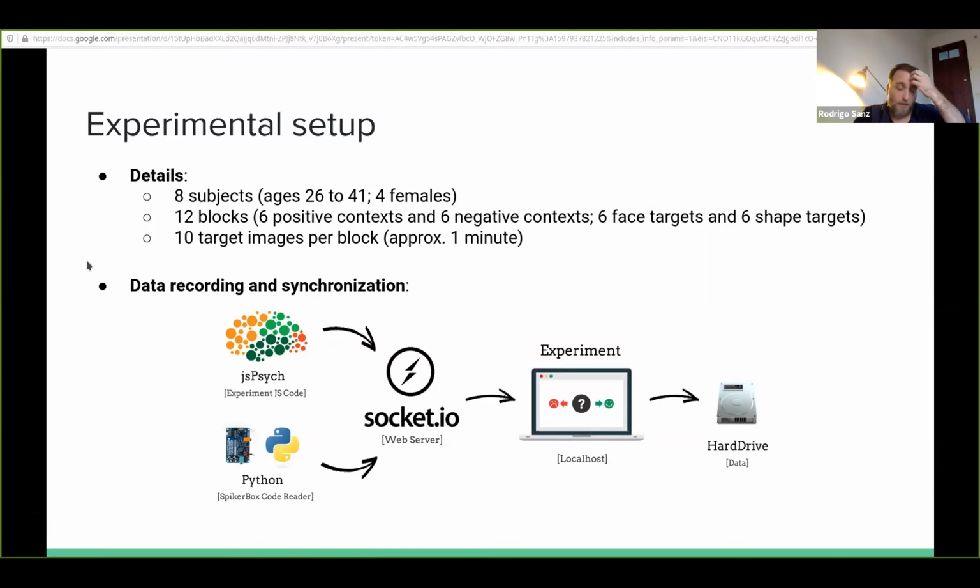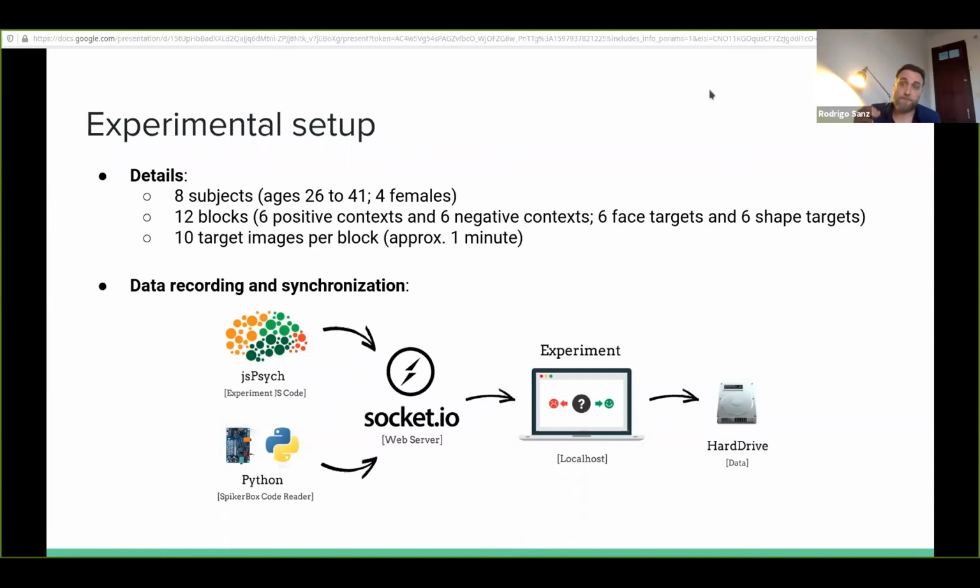But at first we didn't know how to synchronize them, because we needed all the data to be recorded and synchronized at the same time. So we use a web server library called Socket.io that allowed us to synchronize both codes at the same time. So then the subjects were exposed to a computer that connected to a web server, a localhost, and all the data were recorded on the hard drive. So for us it was an accomplishment to also work outside the SpikerBox at the same time that we were recording.